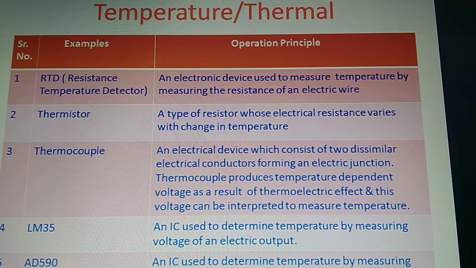So LM35 is an electric sensor which of course senses a temperature, and it is an IC used to determine the temperature by measuring the voltage of an electric output. And the next example is AD590. It is also an IC used to determine the temperature by measuring the current of an electric output.